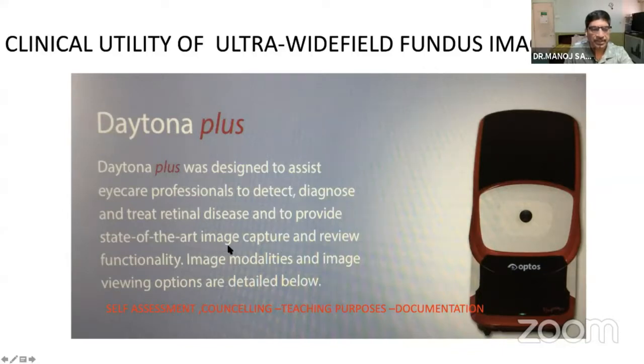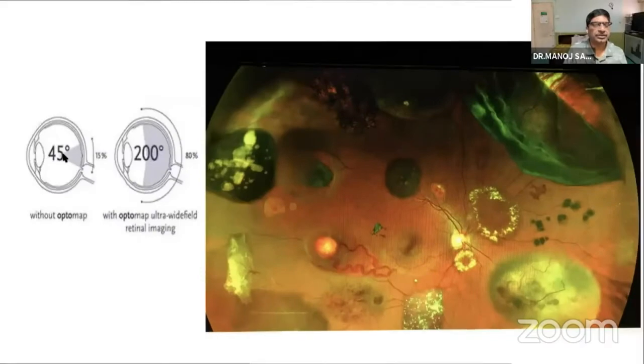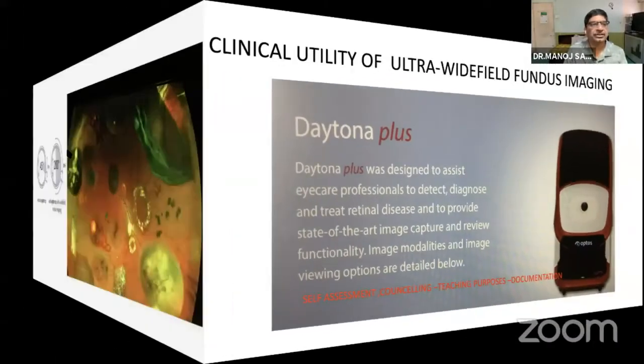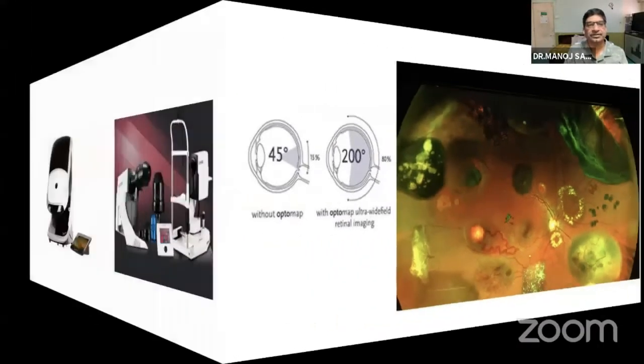The basic intention of my purchasing this equipment was self-assessment and self-criticism of your own diagnosis. Then counseling to the patients, teaching purposes to the fellows, PGs, and co-workers, as well as to referral doctors, as well as good documentation. Other cameras give us only a 45-degree wide field, but this Daytona gives you almost 200 degrees. That is 95% of the view visible on a single click.